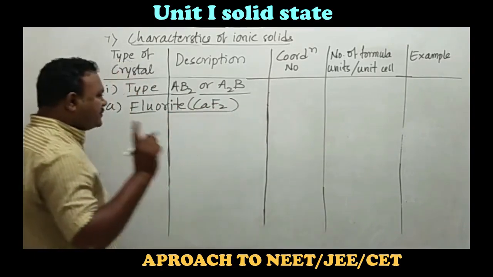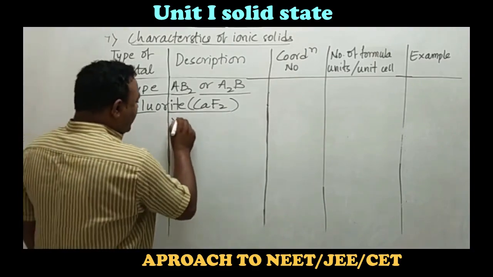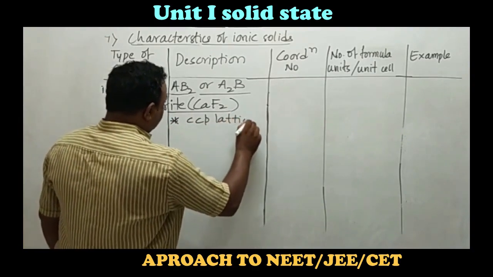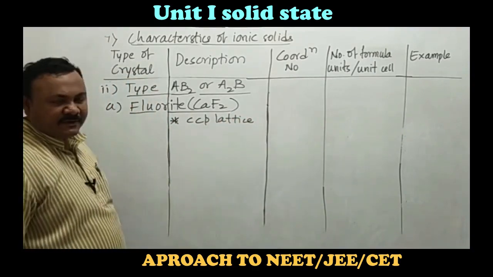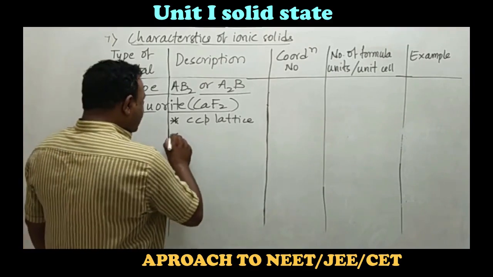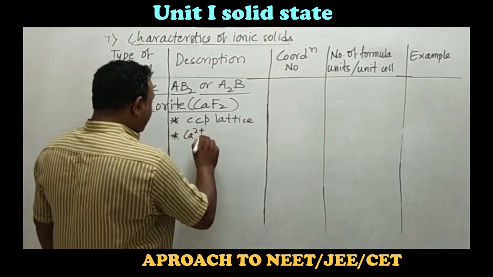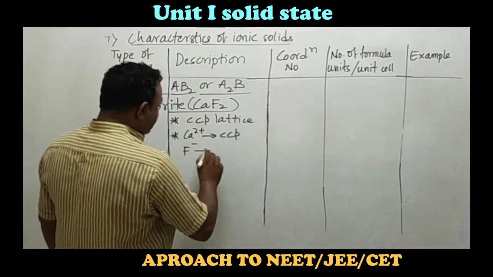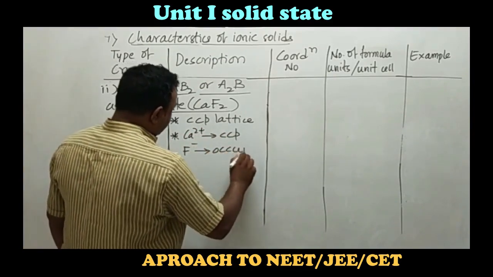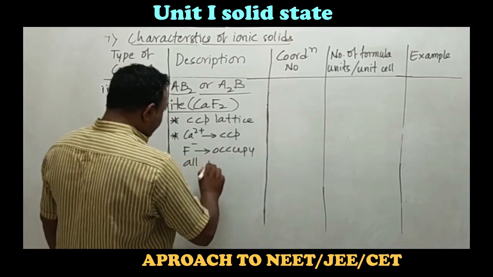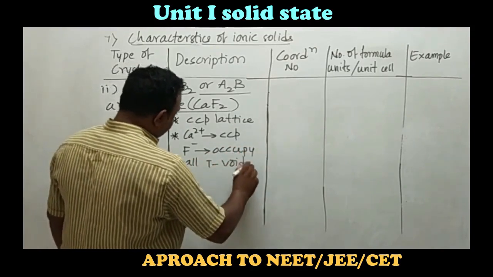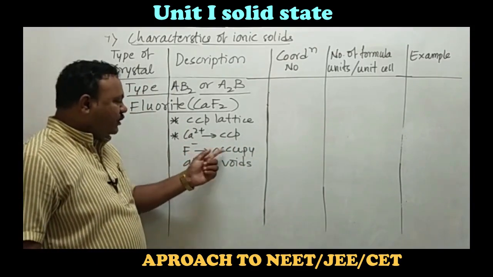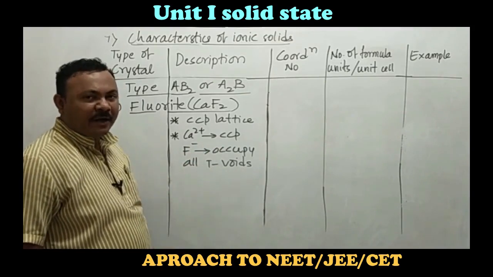Similar to zinc sulfide, the geometry or the lattice is CCP only. Fluorite is having CCP lattice. Ca2+ ions are in CCP. F- ions occupy all tetrahedral voids. Ca2+ ions are in CCP, F- ions occupy all tetrahedral voids.